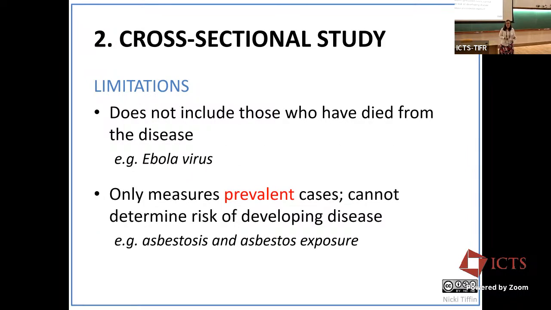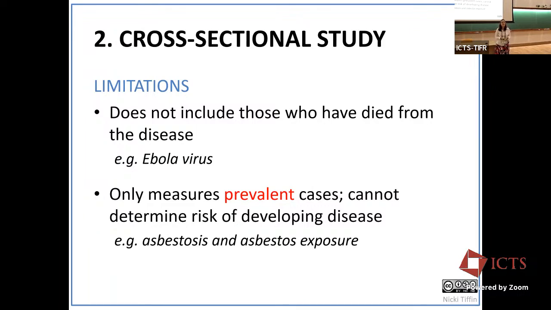Also, a cross-sectional study won't include anyone who's deceased because of the outcome of interest. A classic example is the Ebola virus. If you measured at one moment in time everyone who's exposed to or has Ebola virus, you're going to be missing a very important part of your patient population, and that is those who didn't survive the infection. You can only measure the prevalent cases.